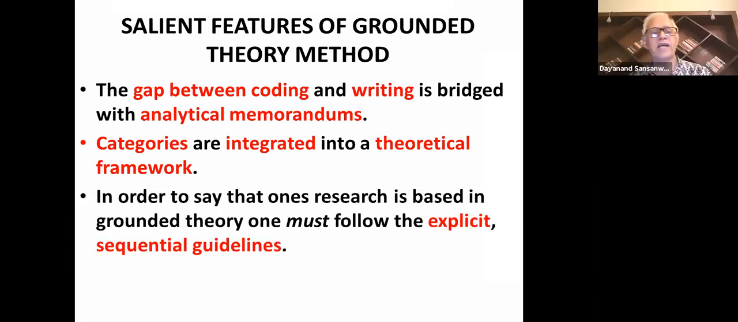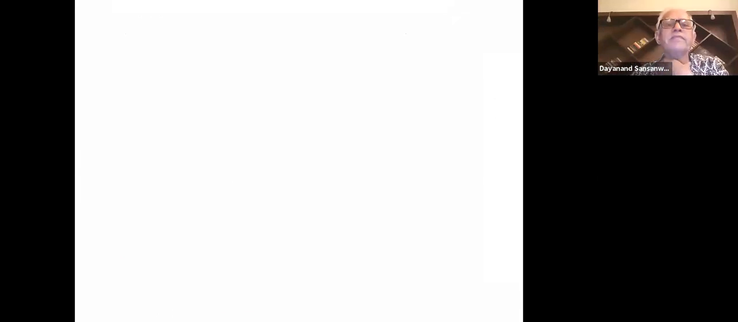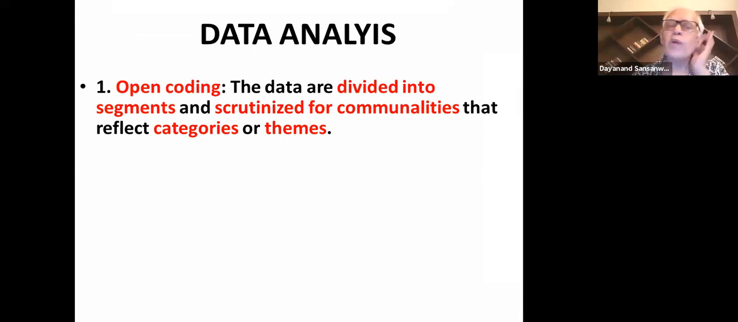Another important point is that once research is based in grounded theory, it must follow the explicit sequential guidelines. You have to follow the sequential guidelines which I have just told you: the coding, axial coding, and so on. Many times you do not use one method; you may use different methods of collecting the data. For data analysis, one is open coding. That is an important thing that you have to do.